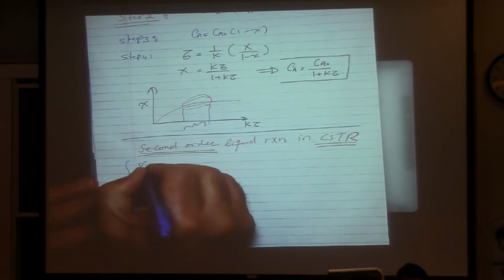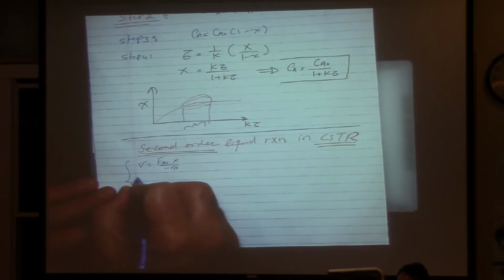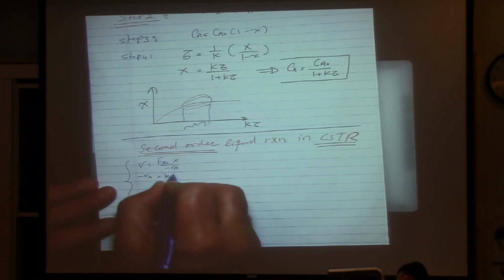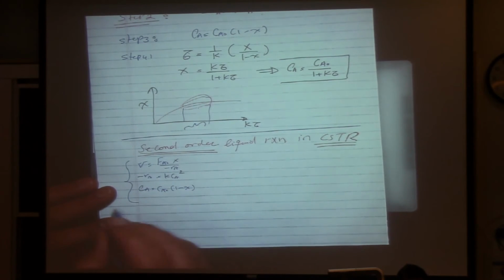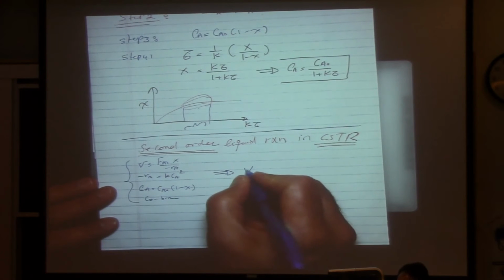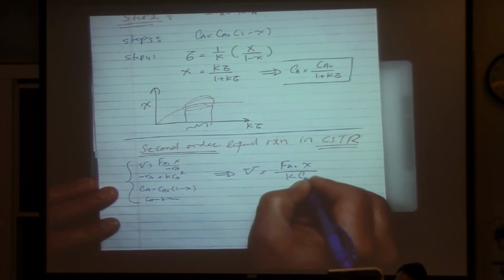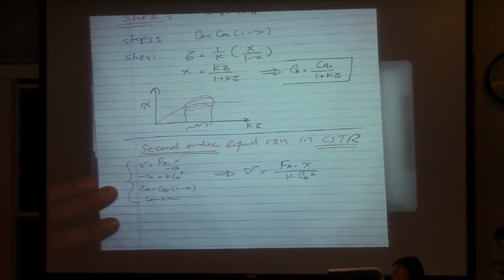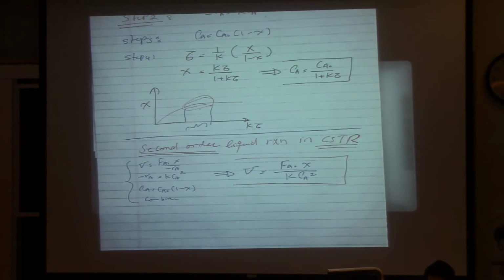Basically, your design equation is V = Fa0 x over minus Ra. Your rate law, minus Ra, the second order, is kCa squared. Your stoichiometry is Ca0 times 1 minus x. And then you combine those equations. So you will find V is going to be equal to Fa0 x over k Ca squared, rather than kCa. So you need to solve this one if you want to find the x or conversion.